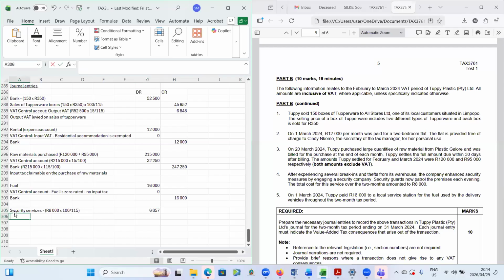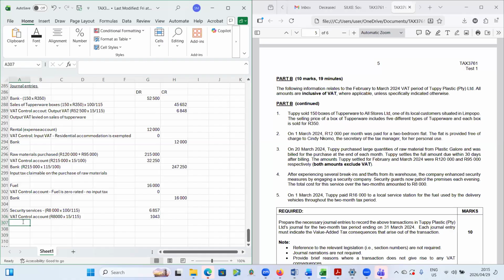Then let's look at the VAT control account. Okay, I can say 8,000 rand multiplied by 15 over 115. How much do we have? R1,043.